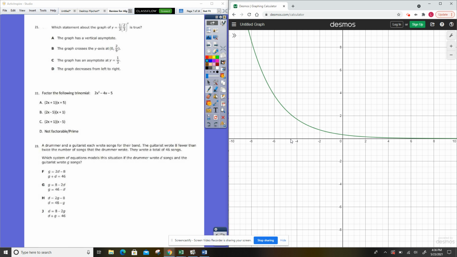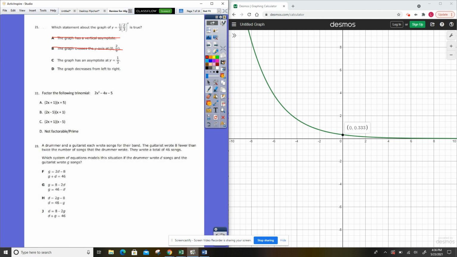The first one says the graph has a vertical asymptote. If you notice, our graph has an asymptote right here at y equals 0, but it is a horizontal asymptote. So that is not true. The next thing it says is the graph crosses the y-axis at 2 ninths. If you notice, it crosses at 0.33, which is 1/3. So that is also not true.